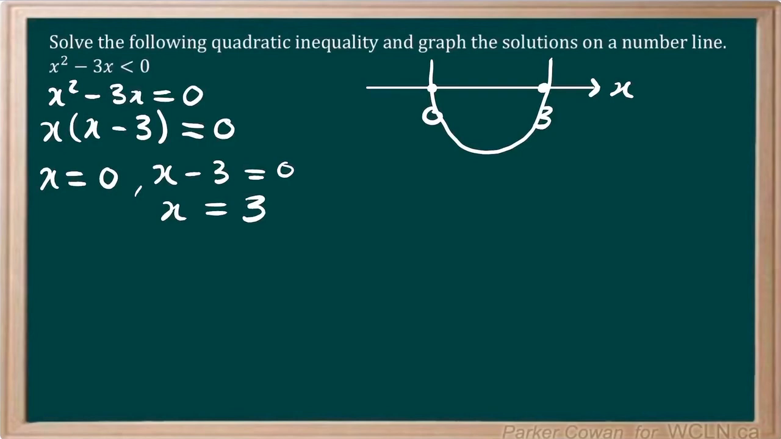Now the only thing we have to make sure that we do is that we use hollow circles, not solid circles, when we draw our number line, because this is just a regular less than sign and not a less than or equal sign. So we'll have our two circles here, and we'll say this is 0 and this is 3, and then we're just going to draw that line connecting them.